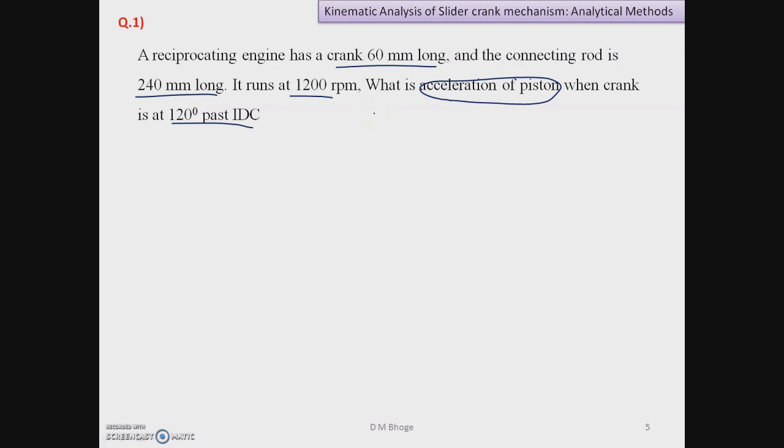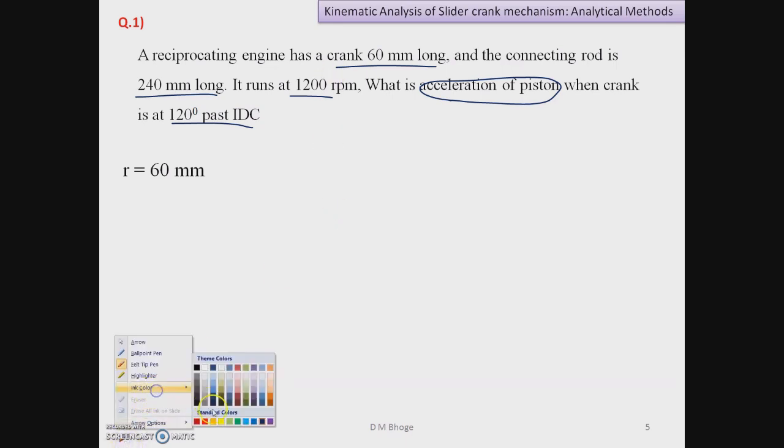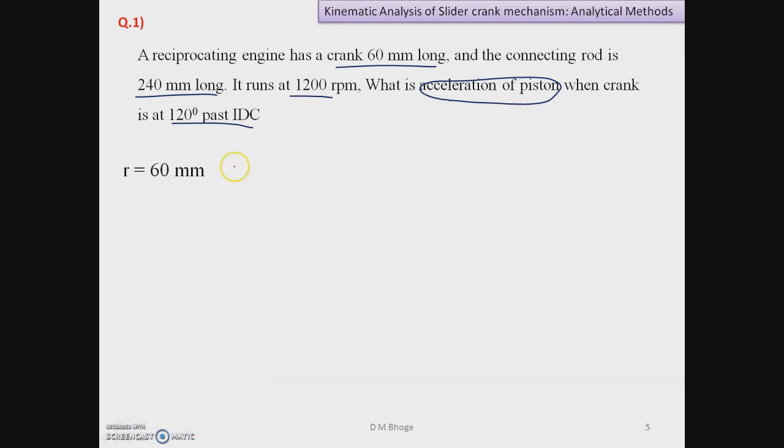So first of all, let us note down the given data. Crank length, indicated by R, is 60 millimeters. The connecting rod is 240 mm long, which is indicated by L. So L equals 240 millimeters. Then from the values of L and R, we can determine obliquity ratio n, which is equal to L by R. So n equals 240 divided by 60, which gives n equals 4. So obliquity ratio is 4 by calculation.